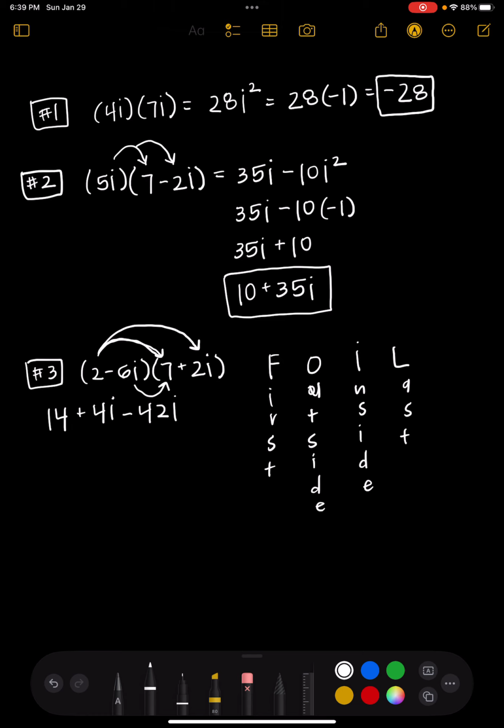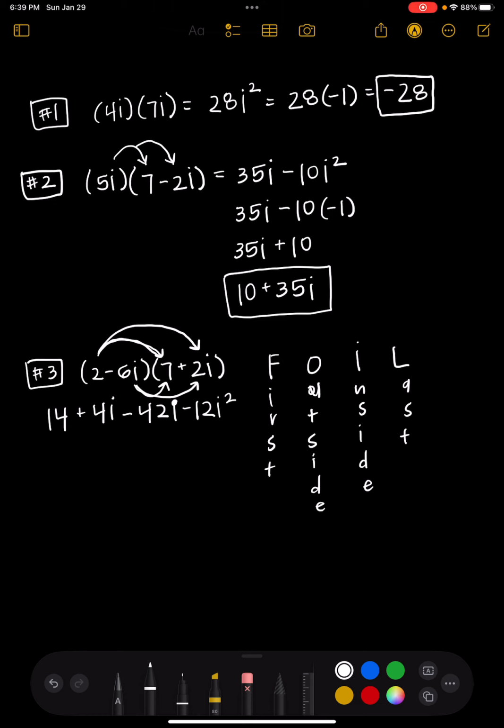And the very last part of FOIL is the L, which means that it's last, which we're going to do the last two numbers in each set of parentheses. So -6i and 2i. -6 times 2 gives me a -12, and then i times i is an i squared. I kind of erased the dot of the i. So that's good. We've gone through all the different combinations. We've done the FOILing part.